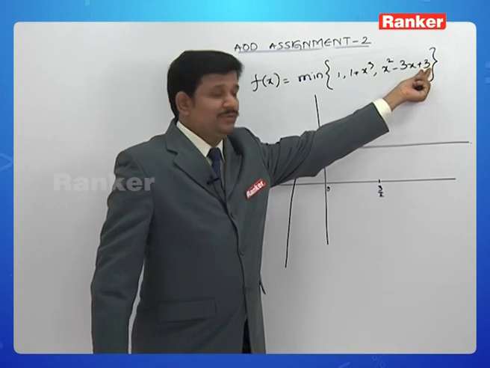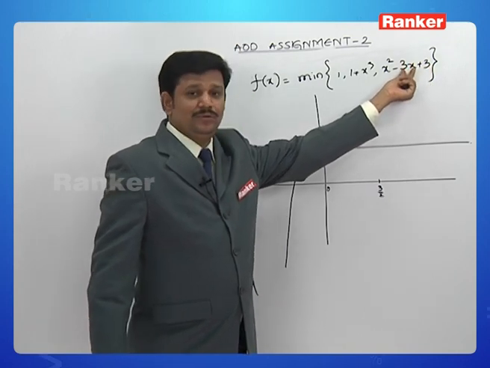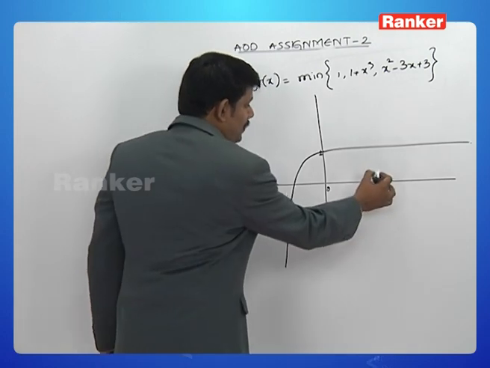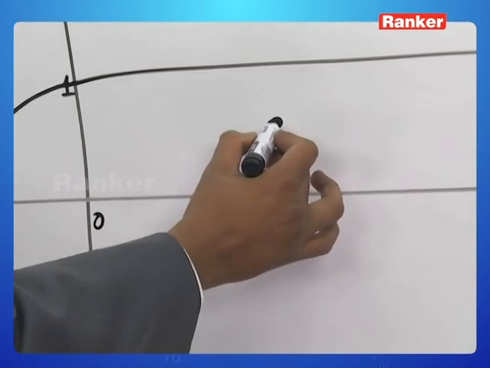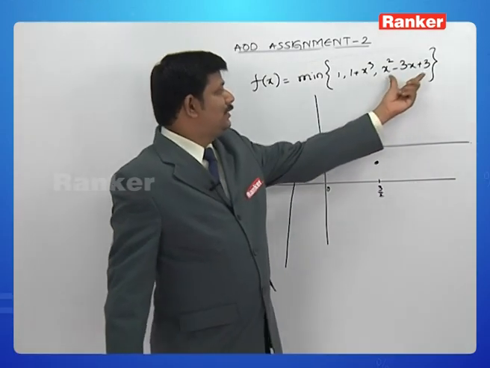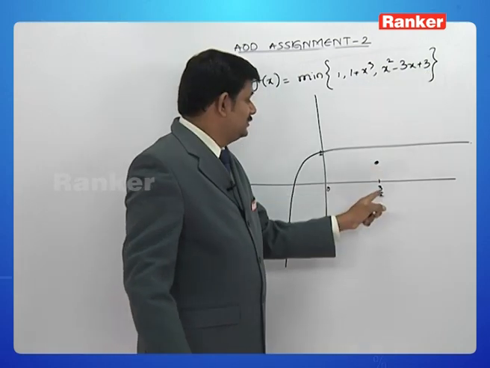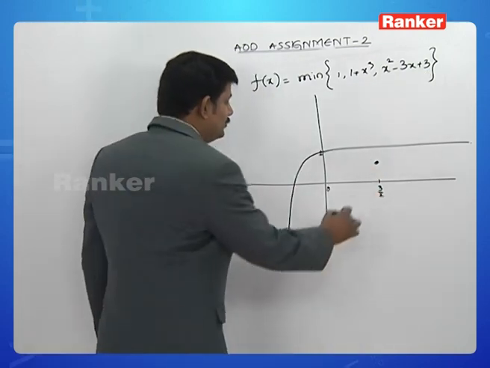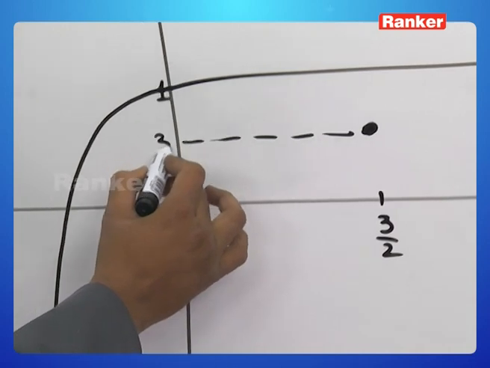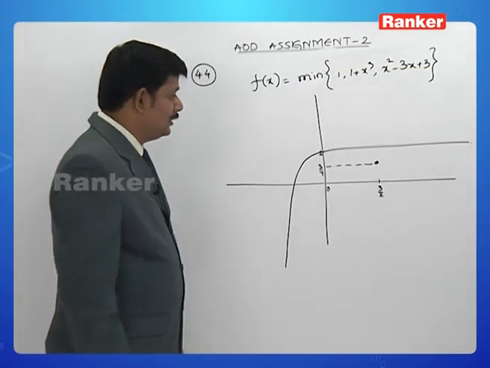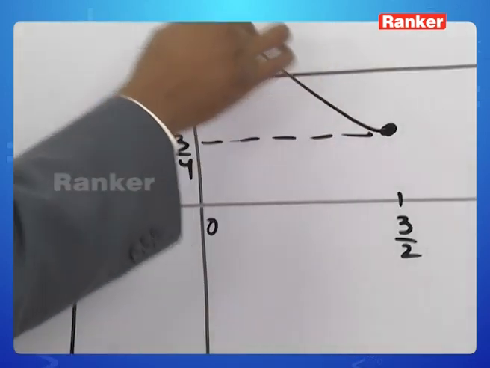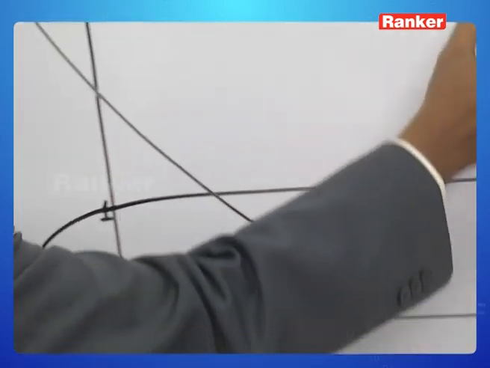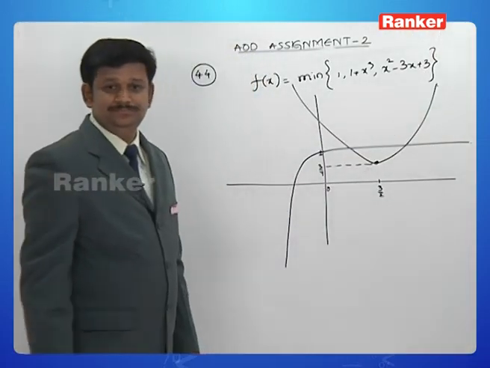3 is 12 by 4 minus 9 by 4, which is 3 by 4. So the least value of x square minus 3x plus 3 is at x equal to 3 by 2, and that value is 3 by 4, which is smaller than 1, and it is an upward parabola. So this is how the graph would be.